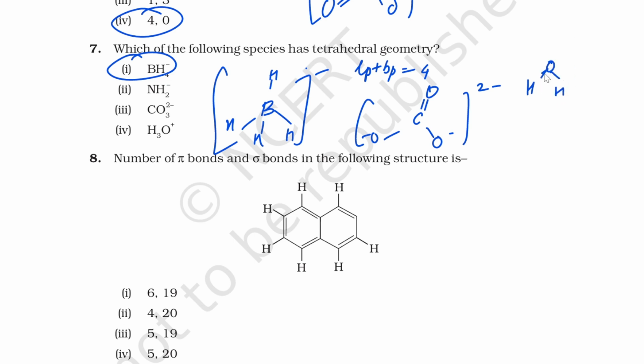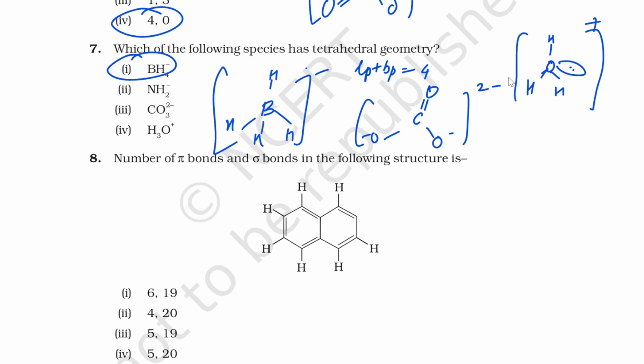Oh, I think I've figured one thing out. This is what you got. Okay. Now here the geometry is bent. If I put in another H over here, what is this? Would you call it trigonal planar, or would you call it tetrahedral?